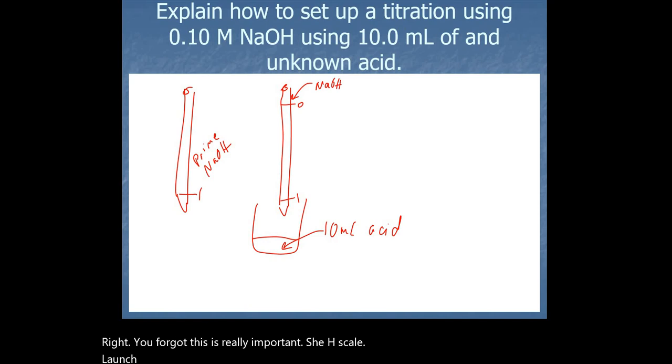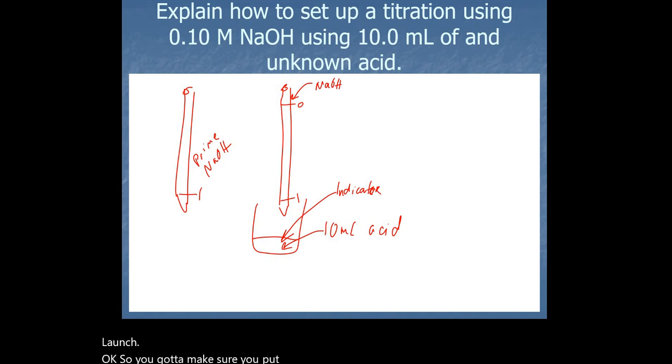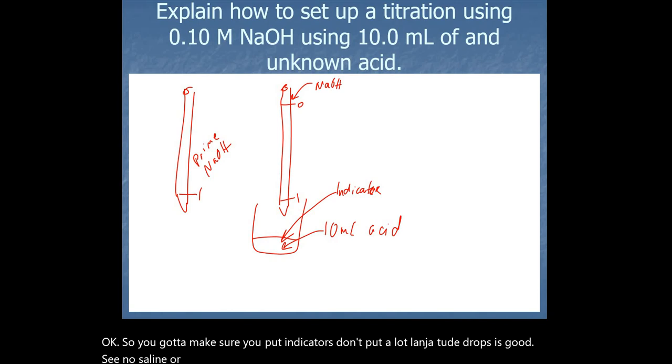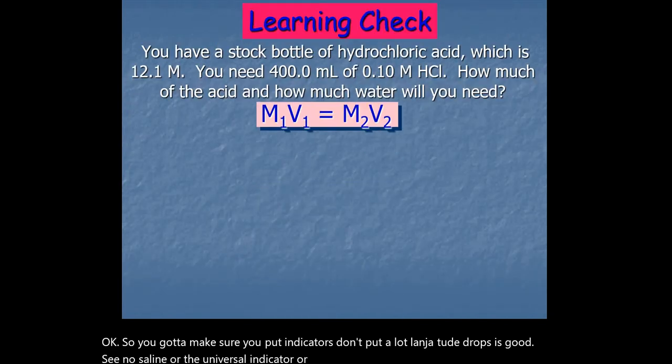No, the stirring? No. He was on the right idea. Indicator. If I don't put an indicator in it, I don't know. It's like running a race and not knowing where the ending is. So you've got to make sure you put an indicator in. Don't put a lot. 1 to 2 drops is good. What's the indicator? Like phenolphthalein or the universal indicator, something like that. Okay, I'm going to pop through this really fast.